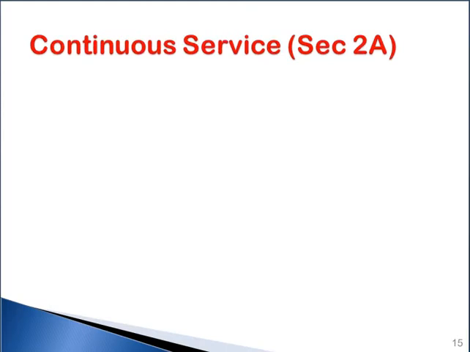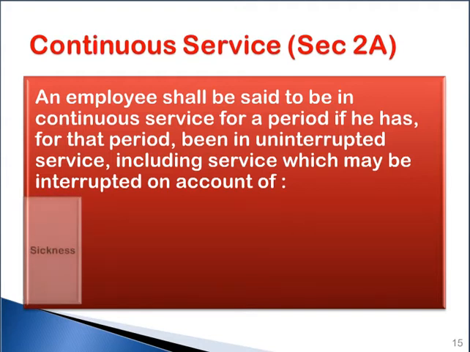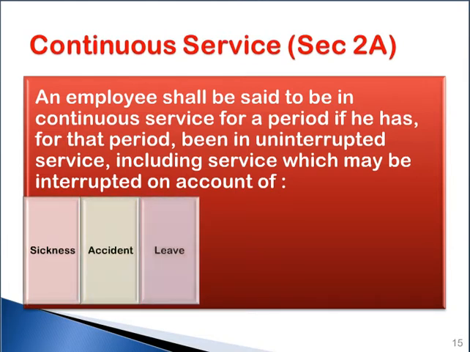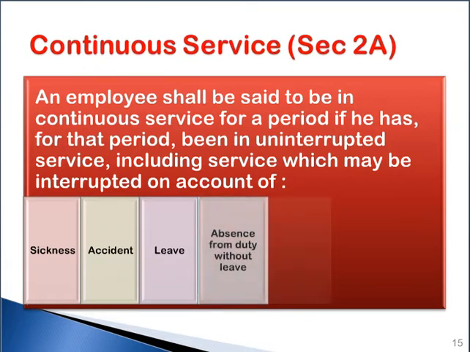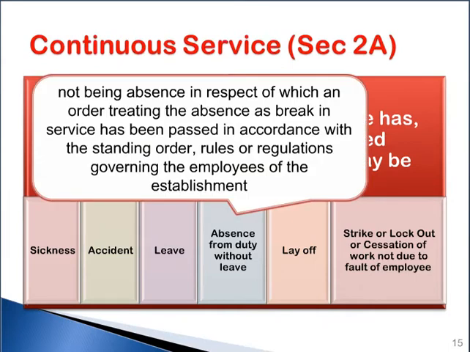The next important definition is that of continuous service. As defined in section 2A of the Act, an employee shall be said to be in continuous service for a period if he has for that period been in uninterrupted service, including service which may be interrupted on account of sickness, accident, leave, absence from duty without leave, layoff, strike or lockout, or cessation of work not due to fault of employee, not being an absence in respect of which an order treating the absence as a break in service has been passed in accordance with the standing order, rules or regulations governing the employee of the establishment.